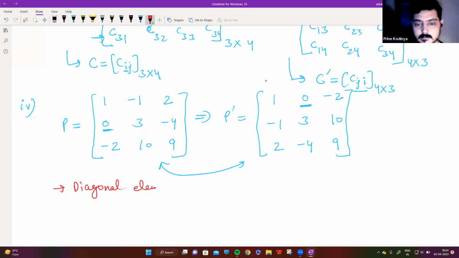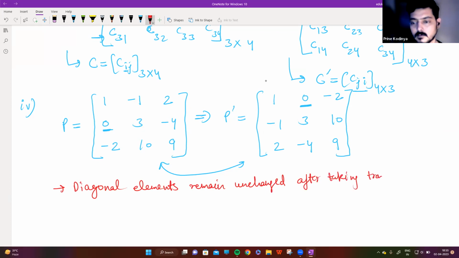So you can also notice this: diagonal elements remain unchanged after taking transpose. Right. But you do know how to take a transpose, right? Is everybody okay with that? Can we proceed?